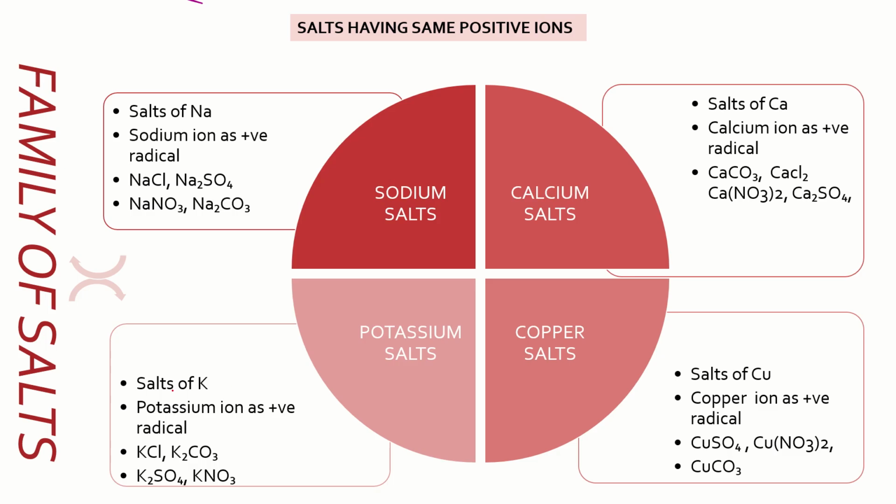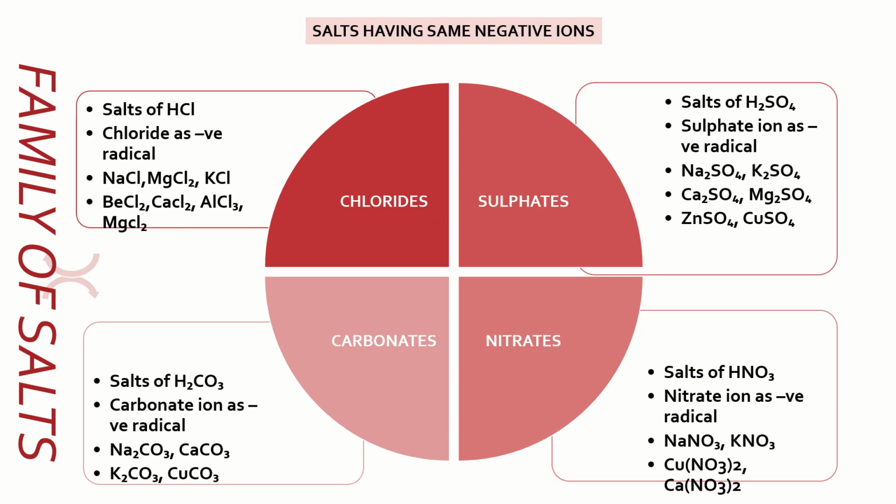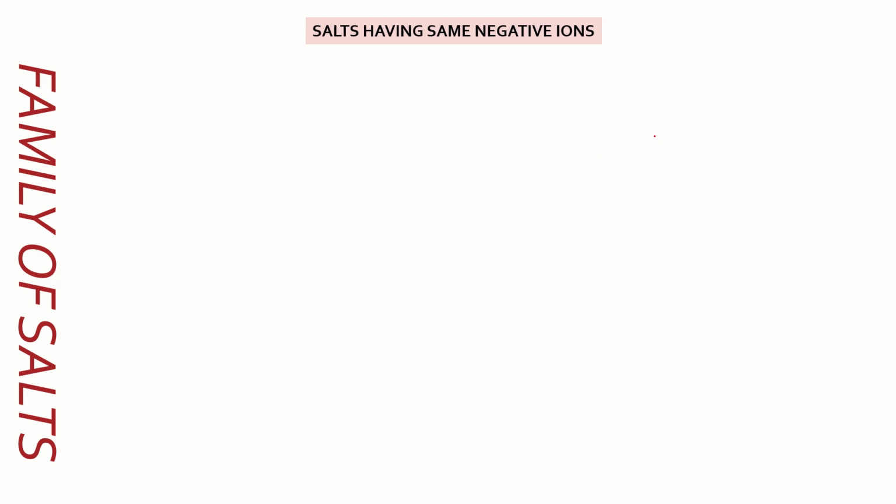Next, potassium salts contain salts of potassium, the K plus positive ion: potassium chloride, potassium carbonate, potassium sulfate, potassium nitrate. All have the potassium cation as the common ion, therefore they belong to the family of potassium salts. Salts having the same negative ions also belong to the same family of salts.